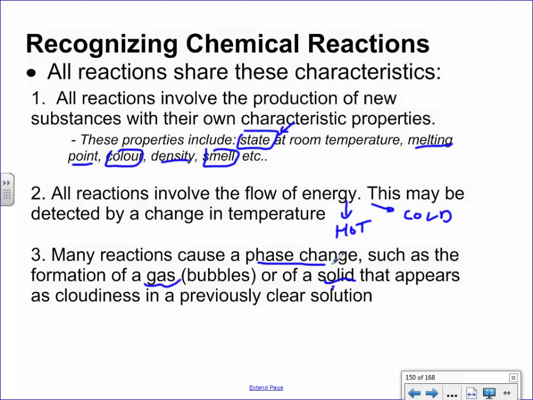Anyways, hopefully I'm making sense here in that these are all reaction characteristics that we looked at in our lab.